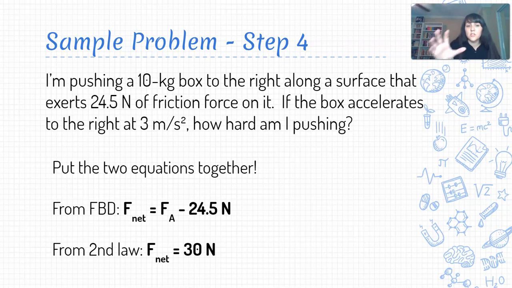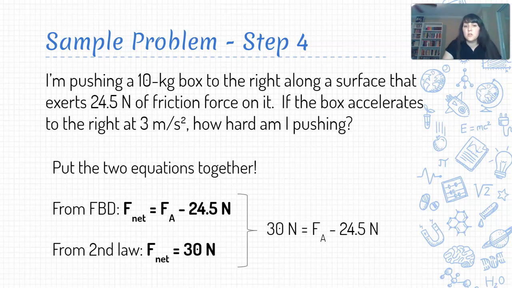So now all I have to do is just combine those two equations together, set them equal to each other. Which gives me 30 newtons, the net force, is equal to the applied force minus that 24.5 newtons of friction force. And so then all I have to do to solve for applied force is add 24.5 to both sides. And that gives me an overall applied force of 54.5 newtons, okay? Because my applied force has to be 30 newtons bigger than the friction force for us to have 30 newtons of net force. And we have to have 30 newtons of net force in order to produce an acceleration of 3 meters per second squared to the right.